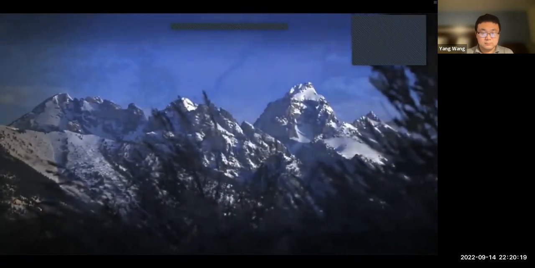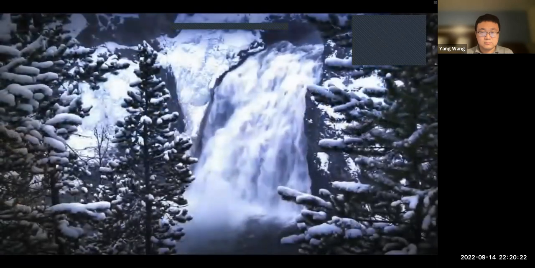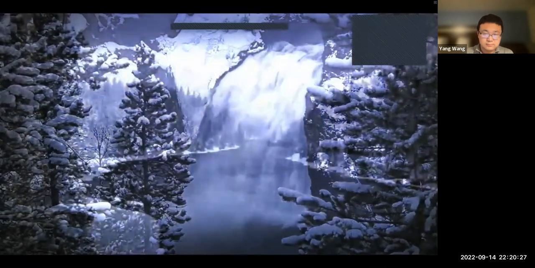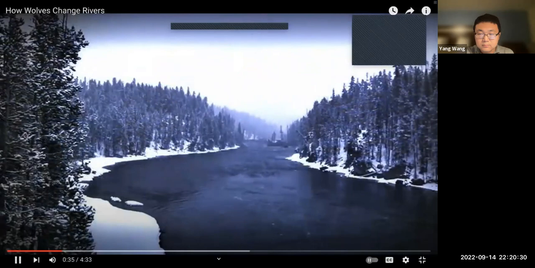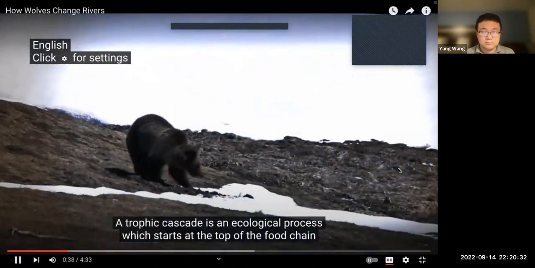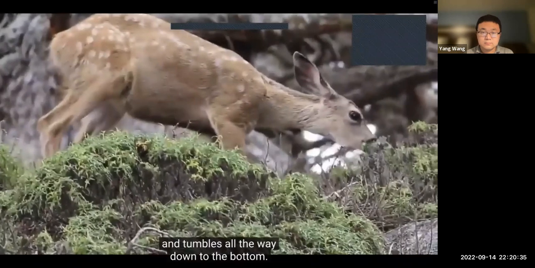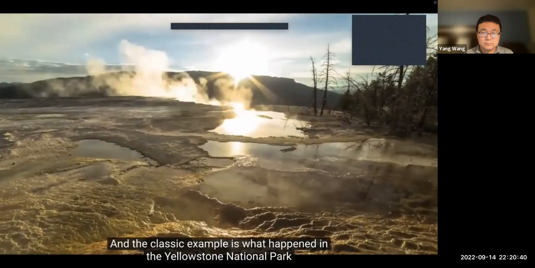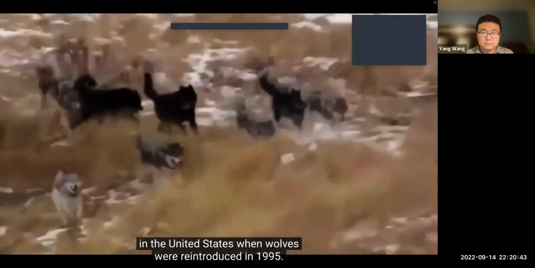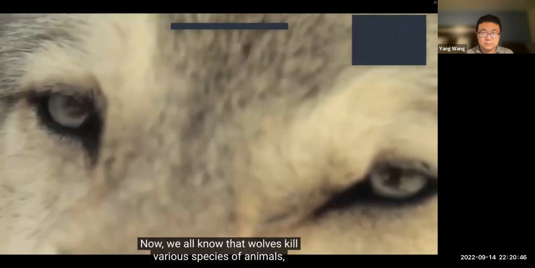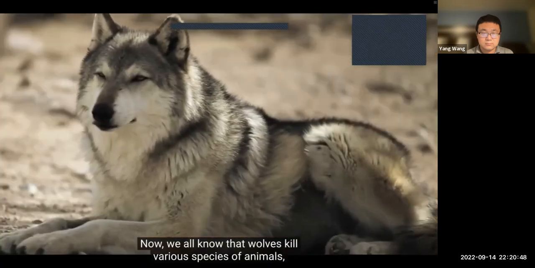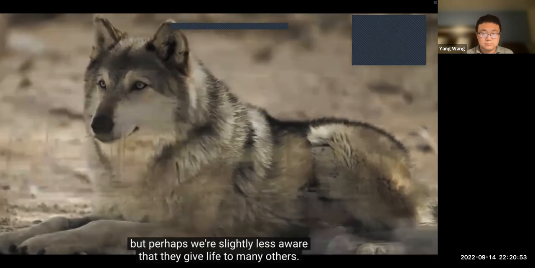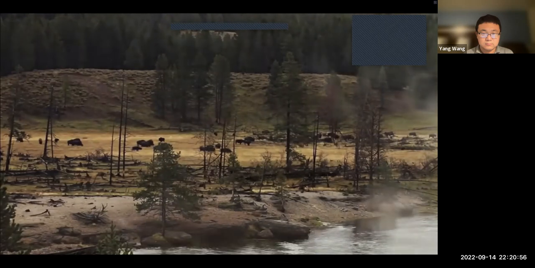One of the most exciting scientific findings of the past half-century has been the discovery of widespread trophic cascades. A trophic cascade is an ecological process which starts at the top of the food chain and tumbles all the way down to the bottom. And the classic example is what happened in the Yellowstone National Park in the United States when wolves were reintroduced in 1995. Now, we all know that wolves kill various species of animals, but perhaps we're slightly less aware that they give life to many others.